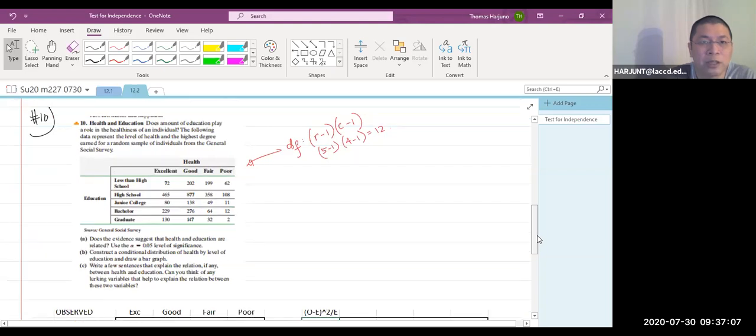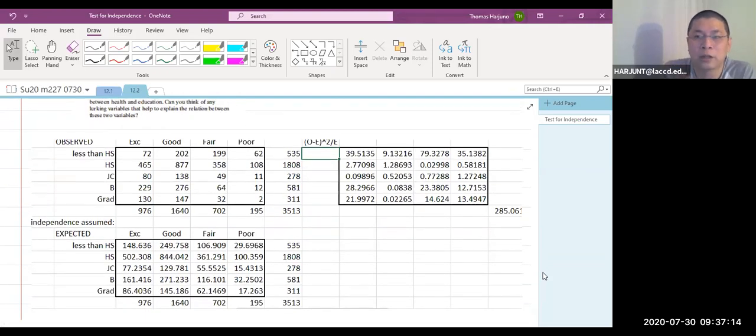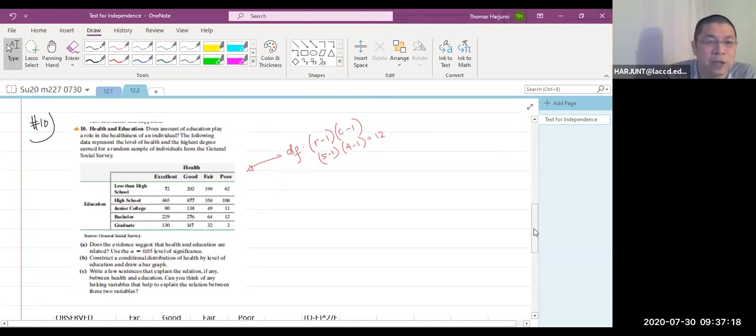Okay, so from this data here, and then I construct using my Excel to help, I get this guy. Now then, does the evidence suggest that the health and education are related? So when we say they are related, it means they are not independent.